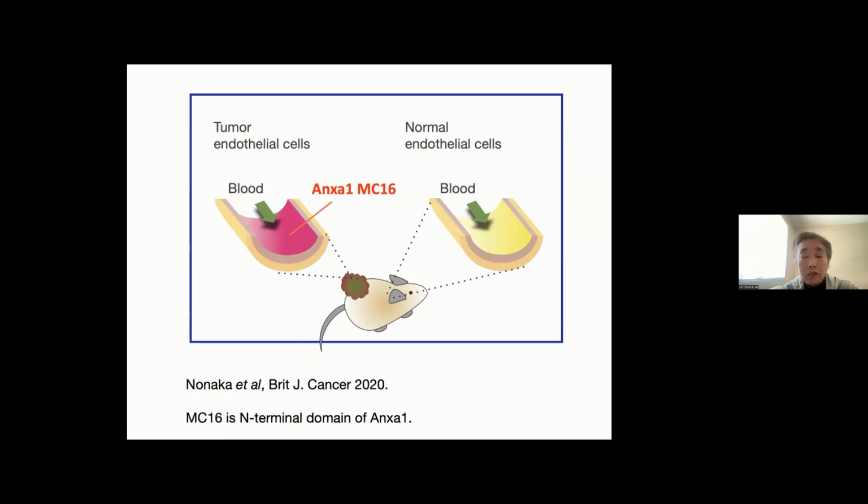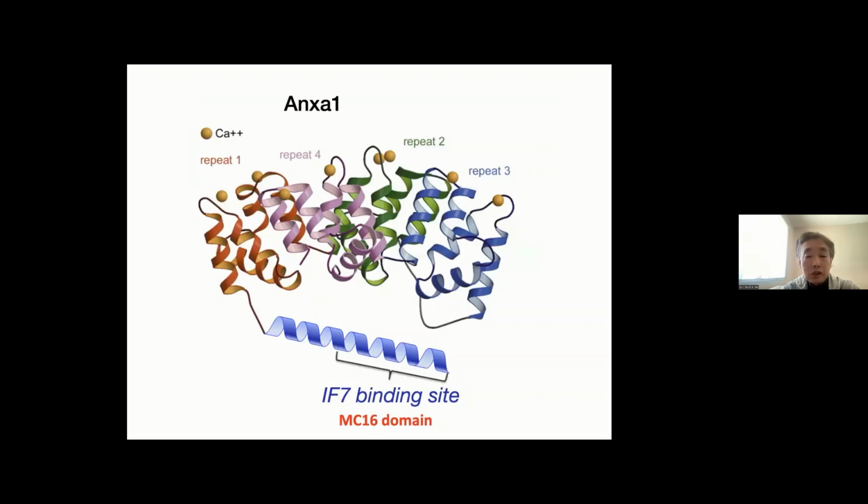the normal endothelial cells do not have any annexin A1, but annexin A1 was expressed on the tumor vasculature. And we call the annexin A1 N-terminal region MC16. MC16 is the N-terminal region of annexin A1. The major part of annexin A1 was conserved among annexin gene families, and the N-terminal region was unique to each annexin family protein.